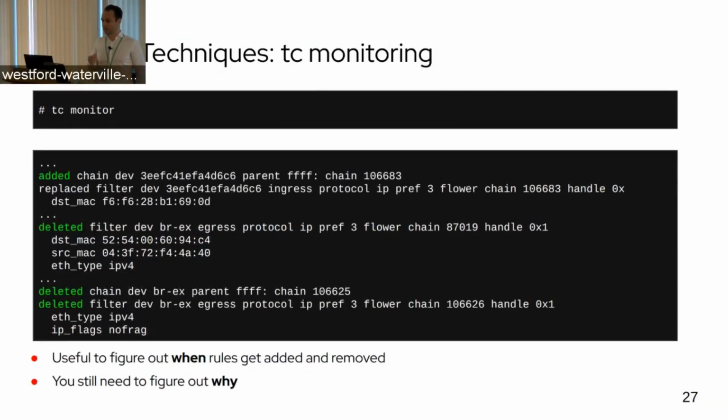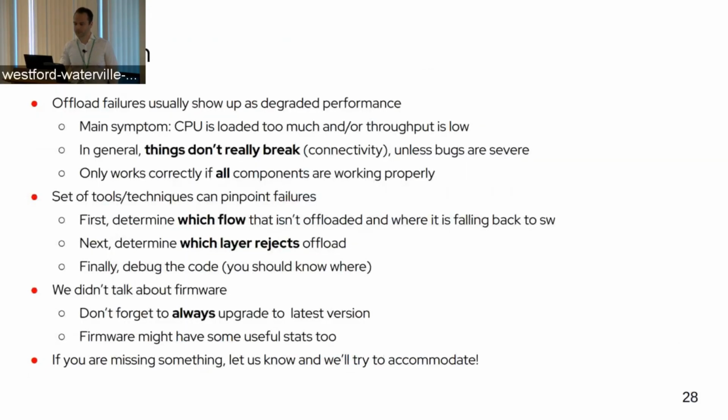Another thing you can use is tc monitor. This one is more dynamic. You can run this while your system is adding and removing flows, and then you can understand when stuff happens. You'll get output as things happen, like added and deleted. So this is also very useful. Again, it just tells you that stuff is happening, but not why, of course. So that's still a difficult part that you have to figure out. So this is the conclusion.